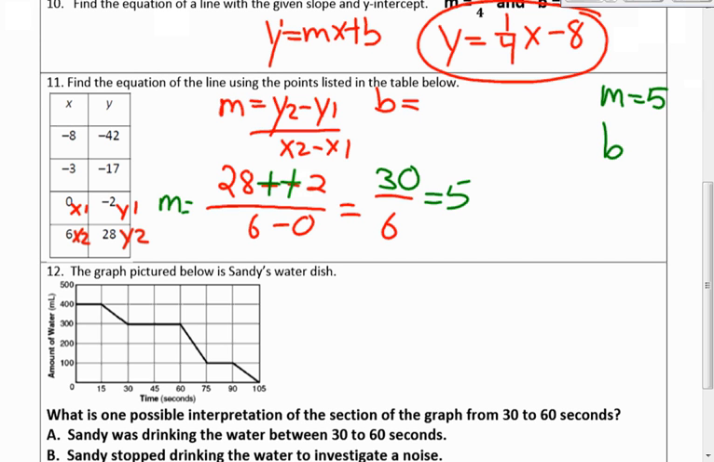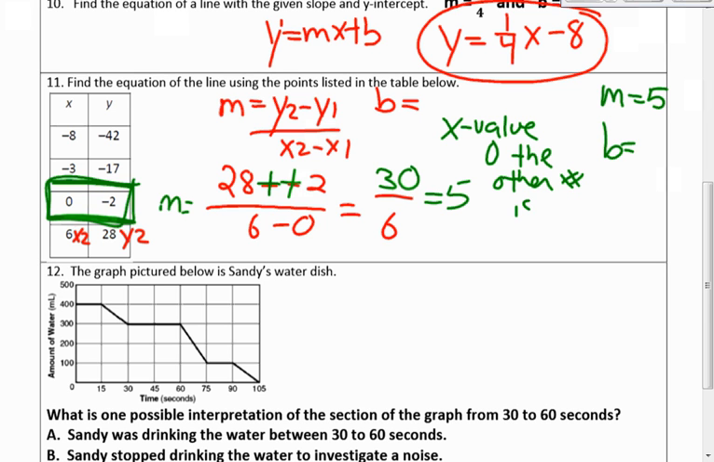Now to find the y-intercept, there's two different things you can do. You can use the point-slope formula, or take a look at your graph. In this case, we don't have to use the point-slope formula because they gave us the x value of 0. So when they give you an x value of 0, the other number is the y-intercept. And the y-intercept here is negative 2, so b is equal to negative 2. Find the equation of the line using point slopes. The equation of this line would be y equals 5x minus 2.